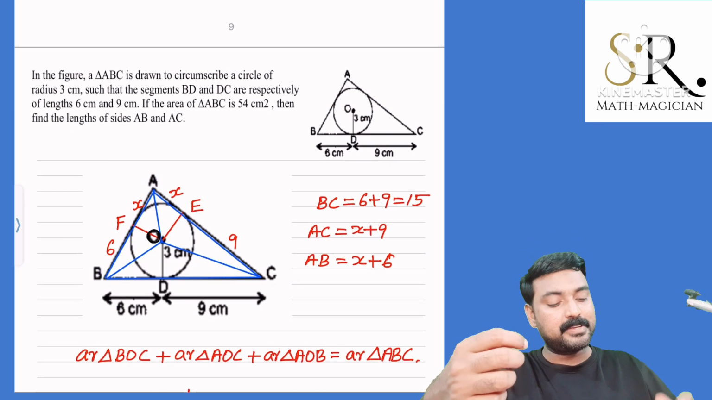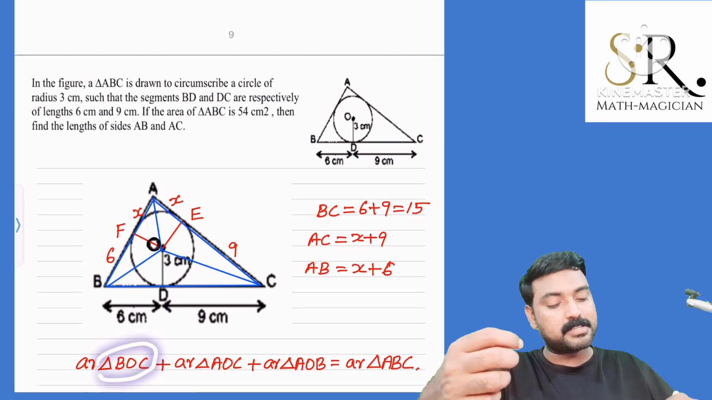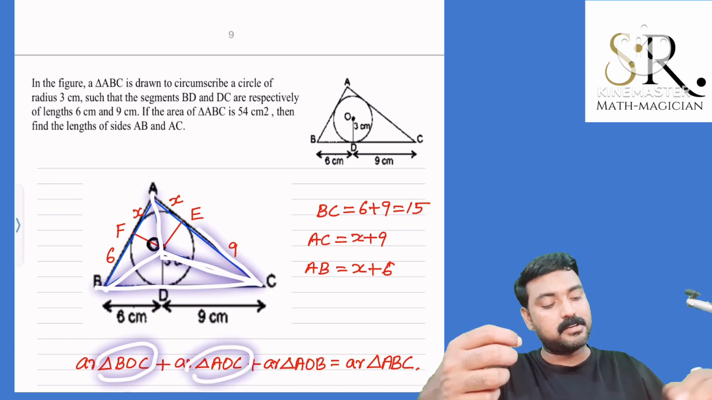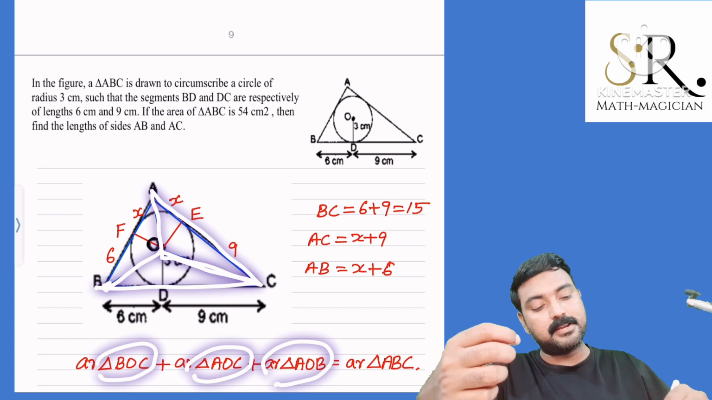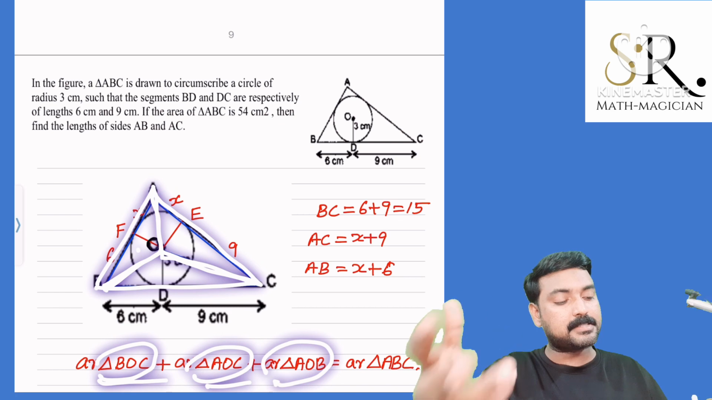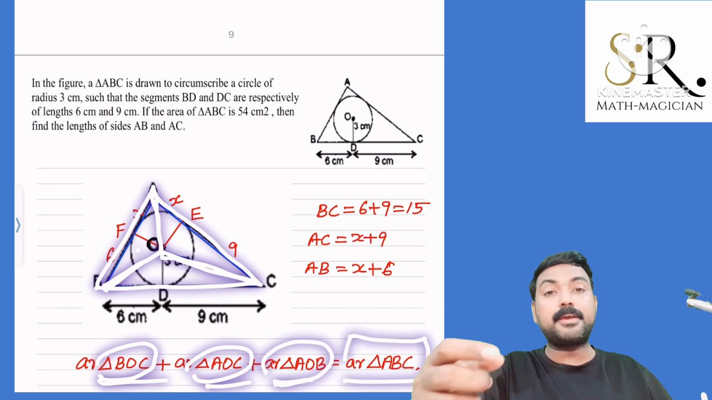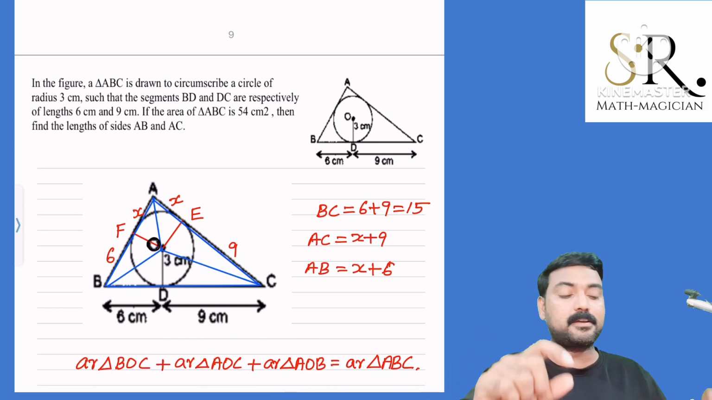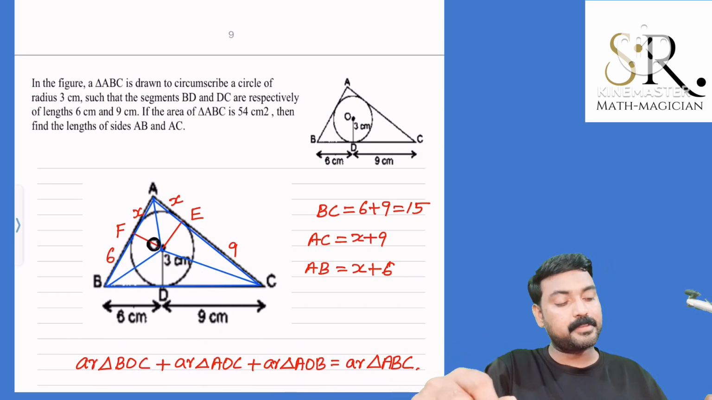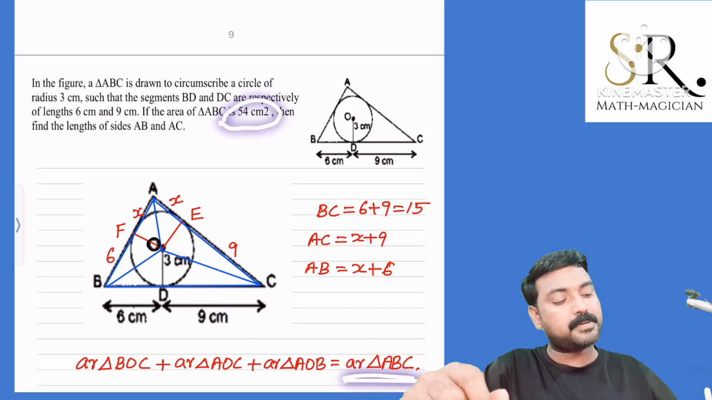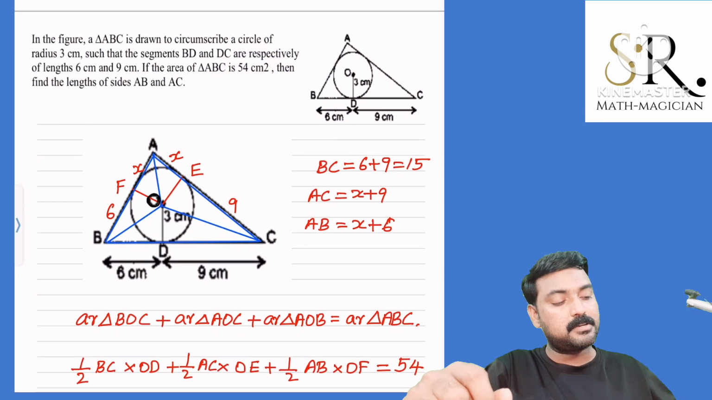So what I said? Area of triangle BOC. This is triangle BOC. This is triangle AOC. This is triangle AOB. The sum of the areas of these 3 smaller triangles will be equal to the area of the bigger triangle. Just to get a connection between the smaller and the bigger, we made this equation. It is already given in the question that the area of the bigger triangle is 54. So instead of the area of triangle ABC, we can write 54.